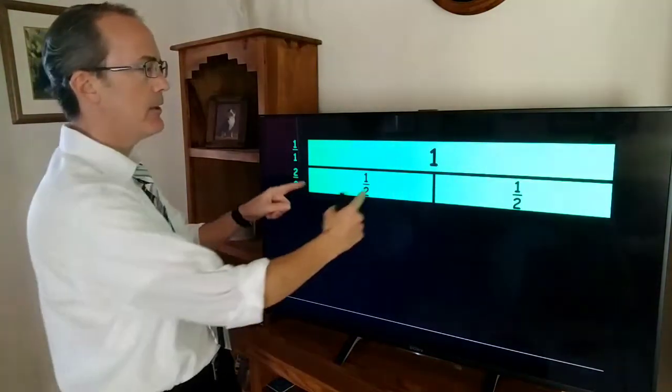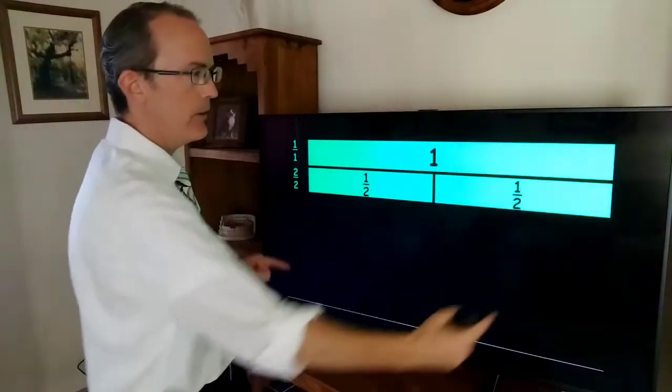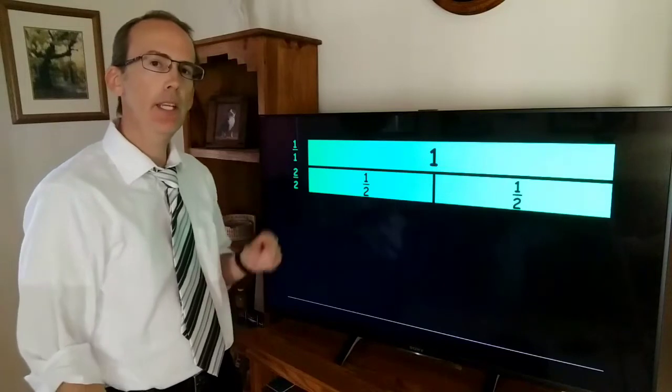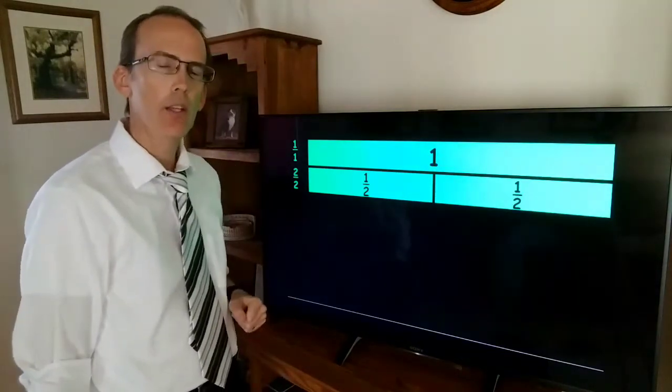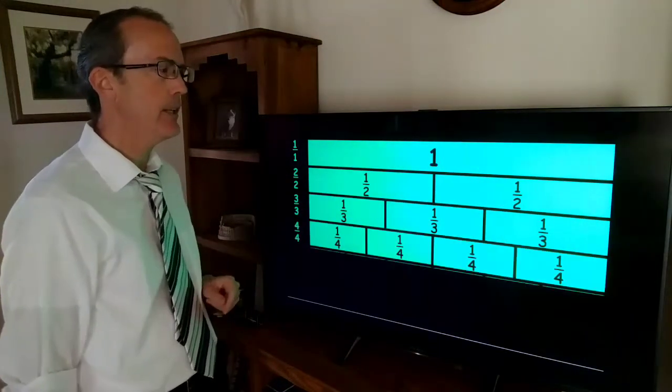Now, if we have that one whole cut into two equal pieces, and they're the same whole size, 2 out of 2 is going to be equal to 1 out of 1. These are both one full whole. So this is a review of what we talked about before. We also have 3 out of 3 equaling 1.